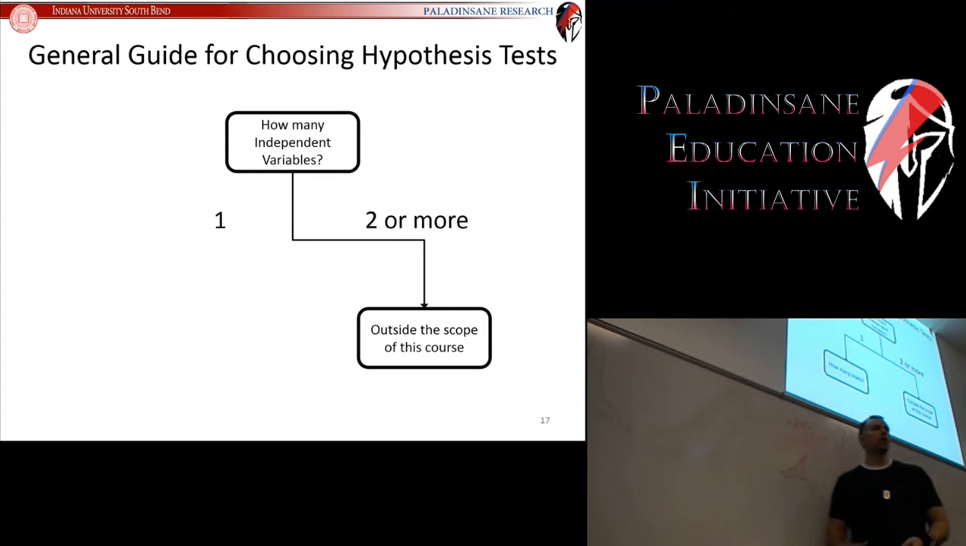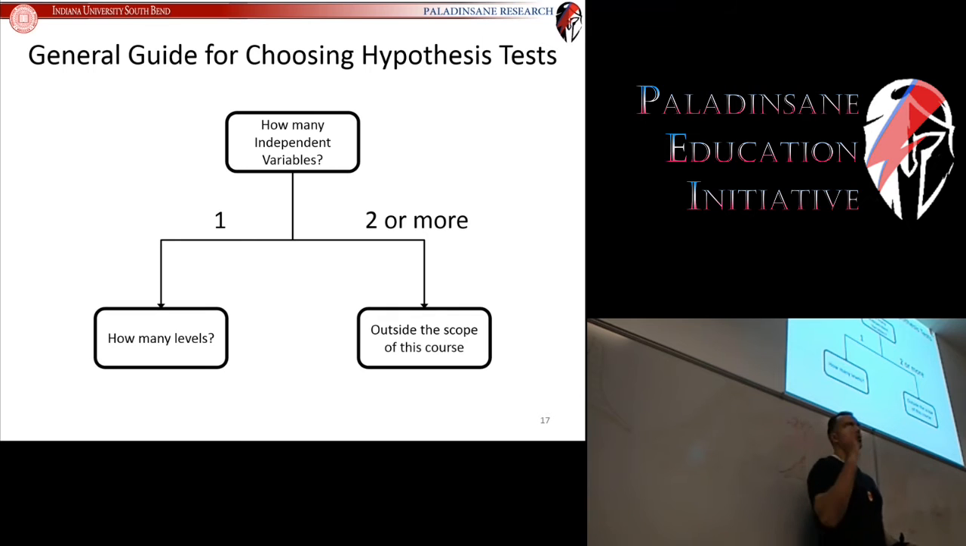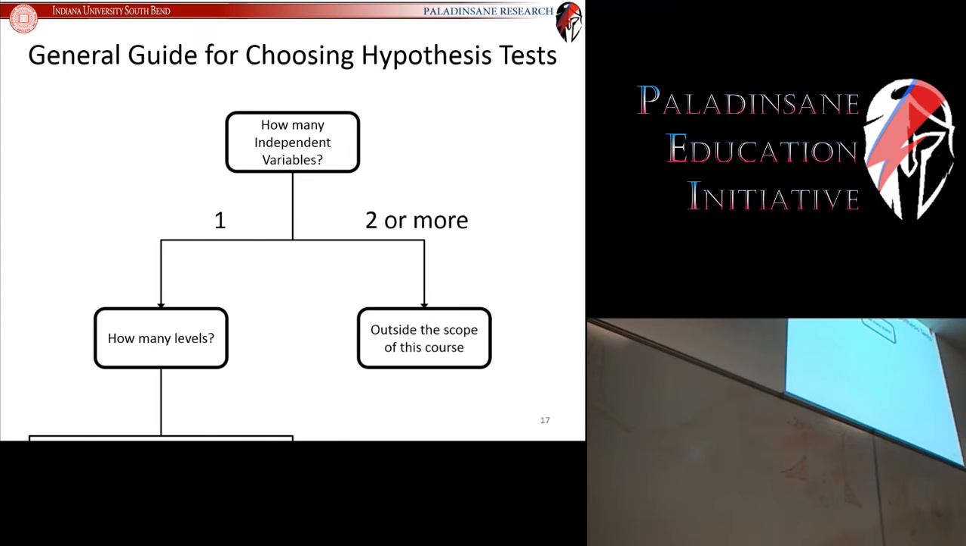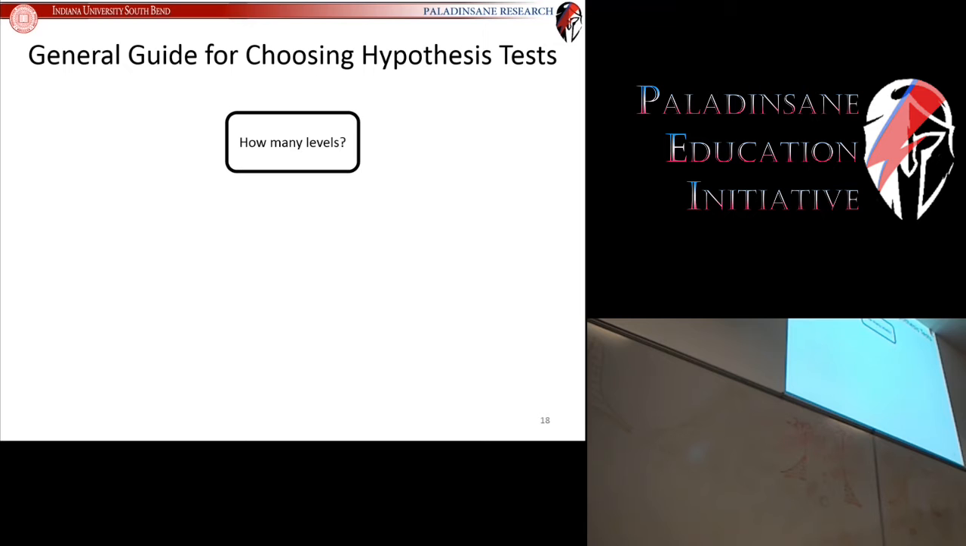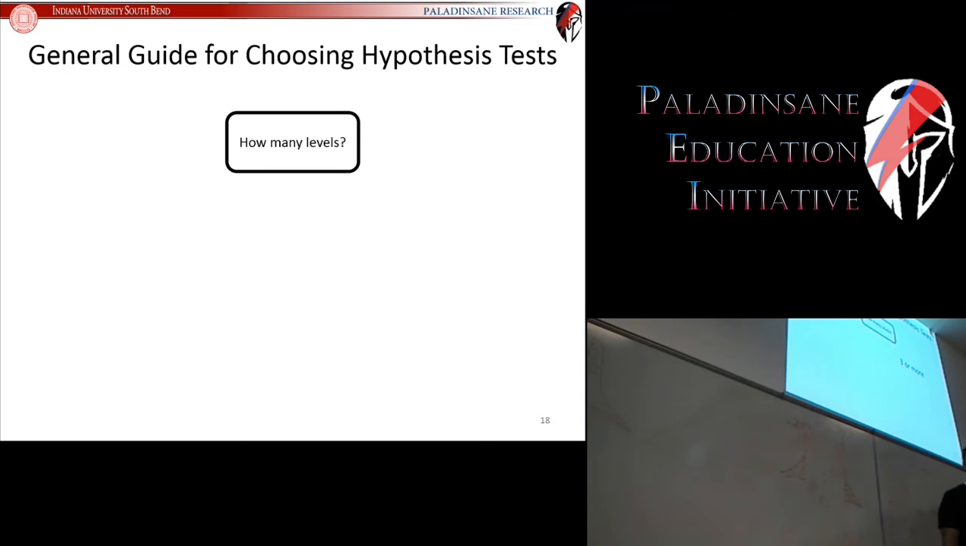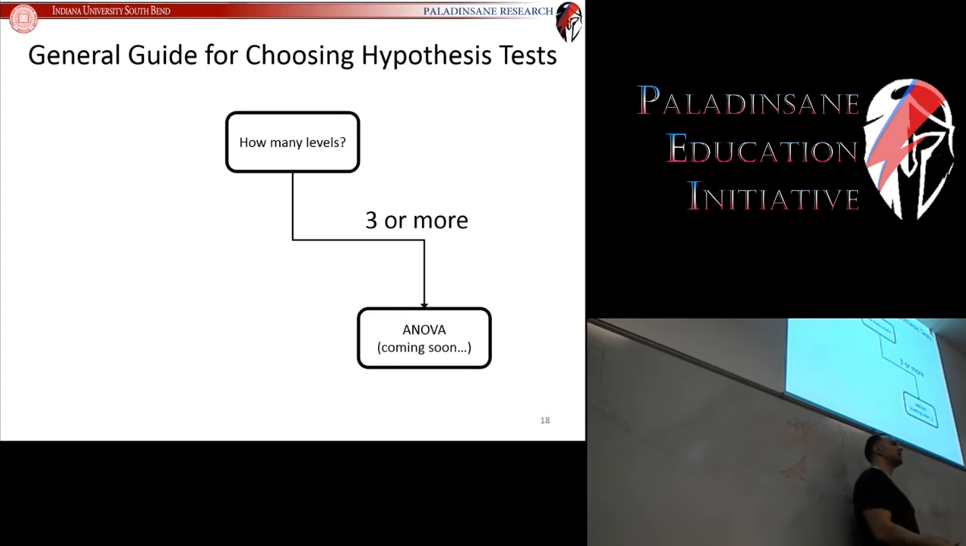For 1 independent variable, once you identify that you have 1 independent variable, the next thing you need to do is ask, how many levels are there in that variable? How many different values does that variable take? This again is in 2 different categories. The first one, you have 3 or more levels. We haven't encountered this yet, but we will see coming soon that the correct analysis for that is the ANOVA.